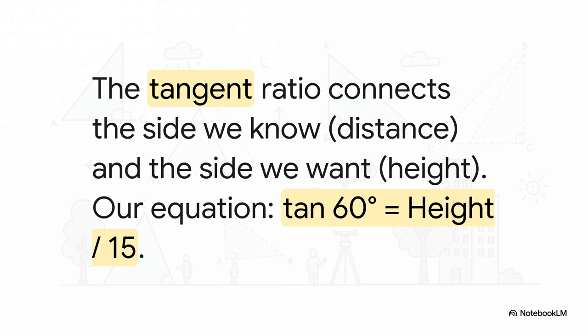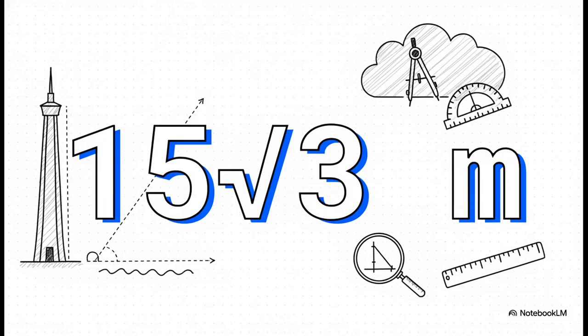And that is exactly what the tangent ratio does. So we set up this simple equation. The tangent of 60 degrees is equal to the height divided by 15. And after a quick little calculation, we've got our answer. The height of the tower is 15 times the square root of 3 meters. Just like that, without a single step of climbing, we figured out the exact height of that tower.